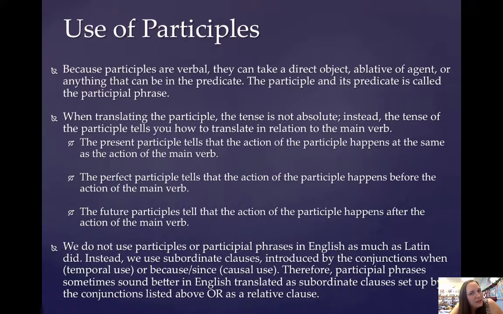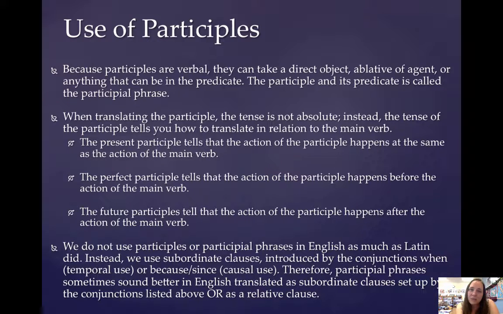Now, we've talked about relative tense before. We talked about relative tense in terms of how to translate the infinitives. And you also need to know how to translate it in terms of making it sound as good as possible in English. So, like with the infinitive, when you translate the participle, the tense is not absolute. Instead, the tense of the participle tells you how to translate the participle in relation to the main verb. And this is just like the infinitives.